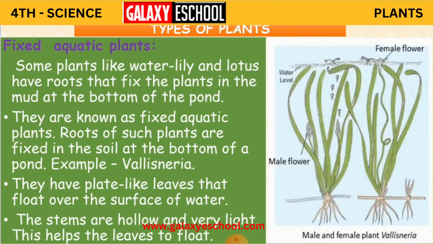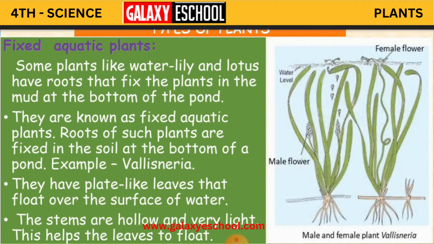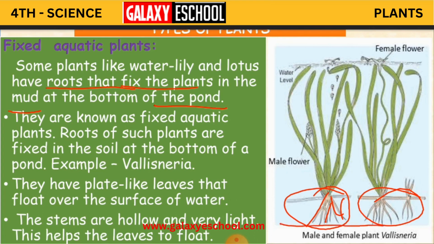Why? Because the roots of these plants fix the plants in the mud at the bottom of the pond. In the picture you can see clearly that the roots fix the plant in the mud. Where is the mud here? At the bottom of the pond. And what is a pond, children? A water filled area is called a pond, a water body. Because they fix the plant in the mud, we call them fixed aquatic plants.